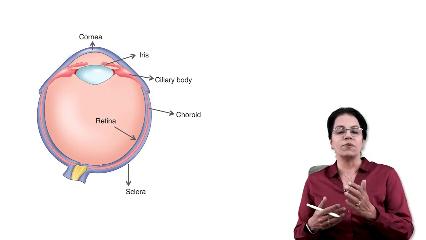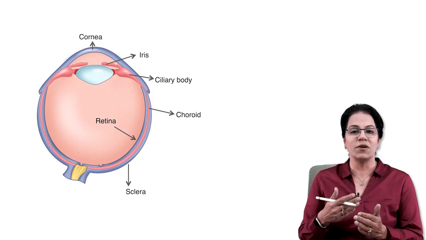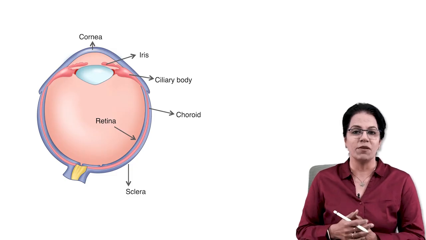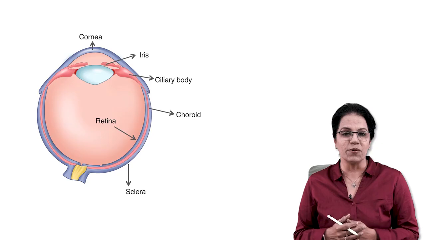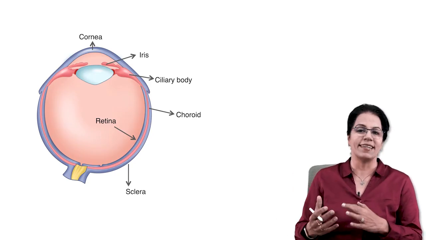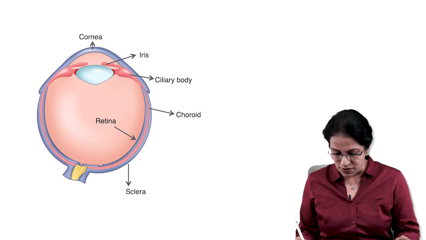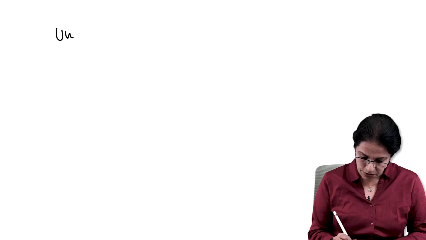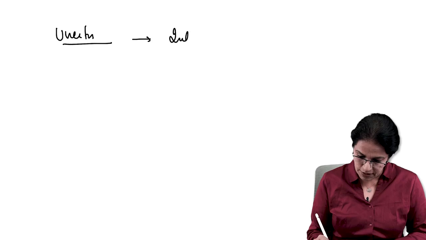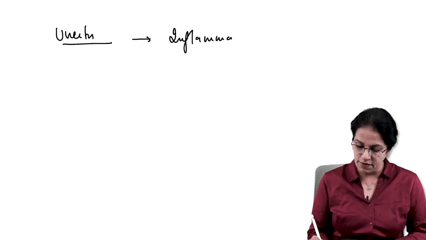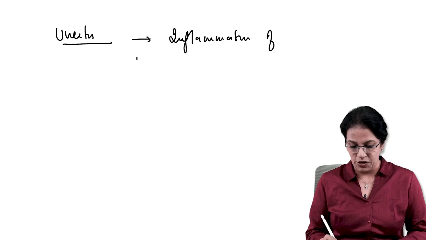Because when you talk about posterior uveitis, we will have to talk about retinal involvement and also some retinitis or retinochoroiditis, or you can say chorioretinitis, right? So you have to know all this, right? And this is the vitreous. So when we say uveitis, what is uveitis? Very quickly, we will note it down that uveitis is inflammation of uveal tissue.